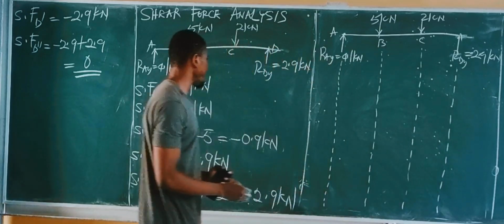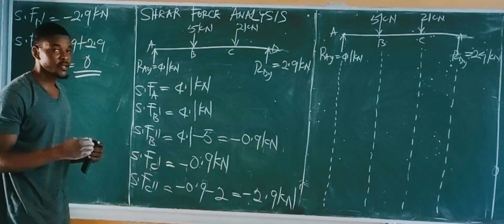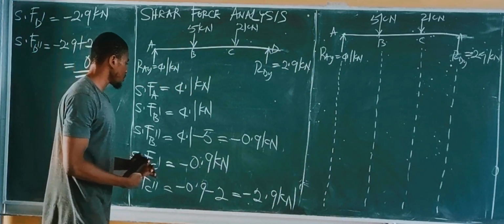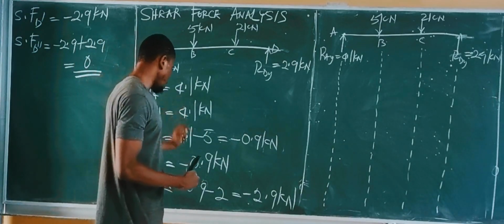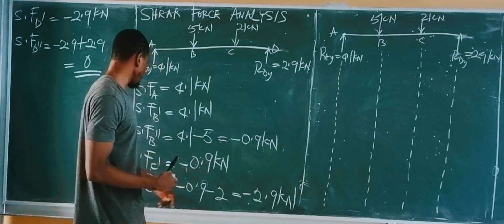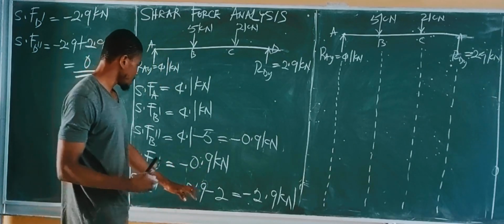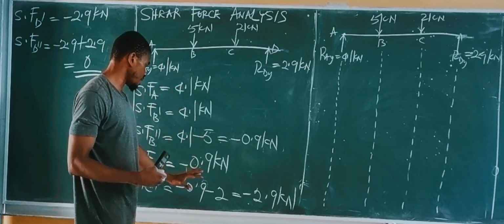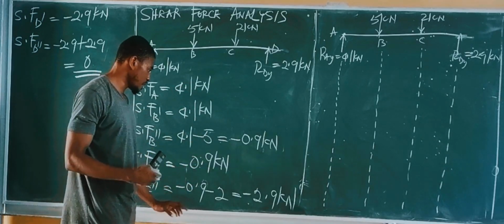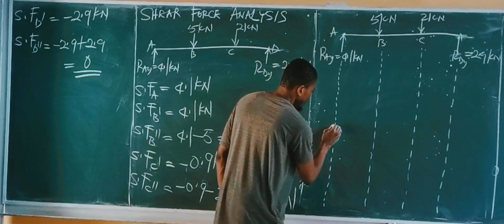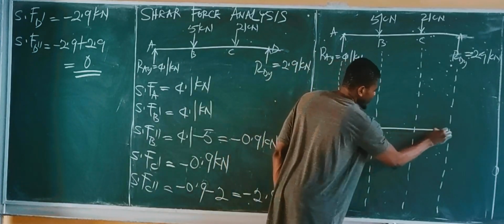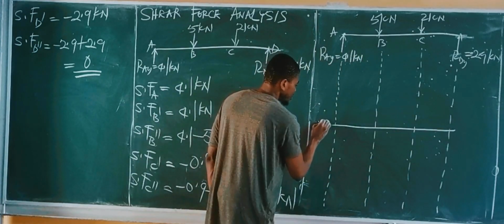Okay, so you look now at the shear force analysis and obtain your highest value. Okay, so the highest value is simply 4.1 kilonewtons, followed by 0. Followed by 4.1 is the highest, and the rest are negative, minus 0.9 and then minus 2.9. So you pick out your origin, let this be the origin of your graph. So at the origin, everything is 0.